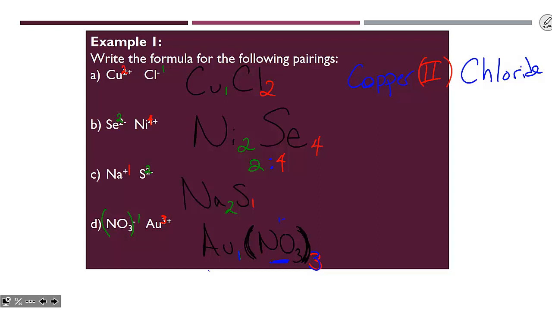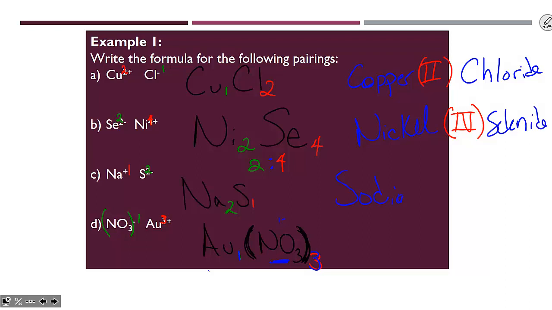Nickel and selenium form nickel selenide. Nickel does not have a known oxidation state. I have to provide it to you. So by saying this nickel had a +4 charge, we're going to call this nickel 4. And then selenium becomes selenide.